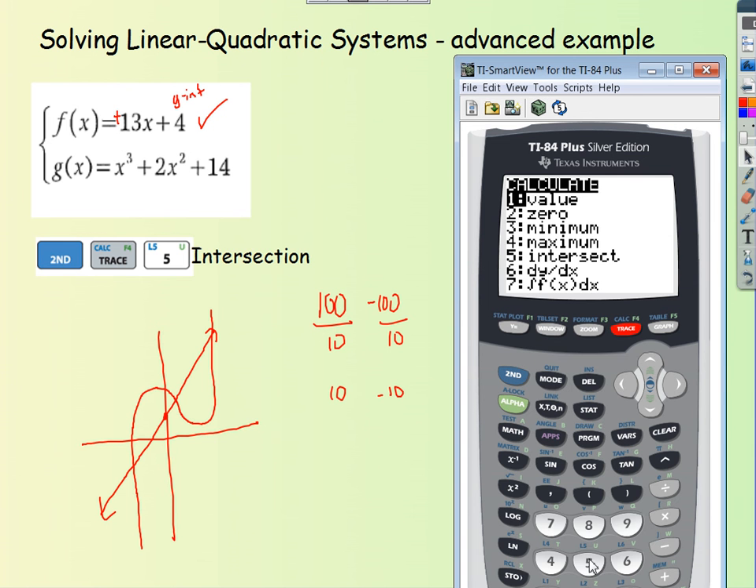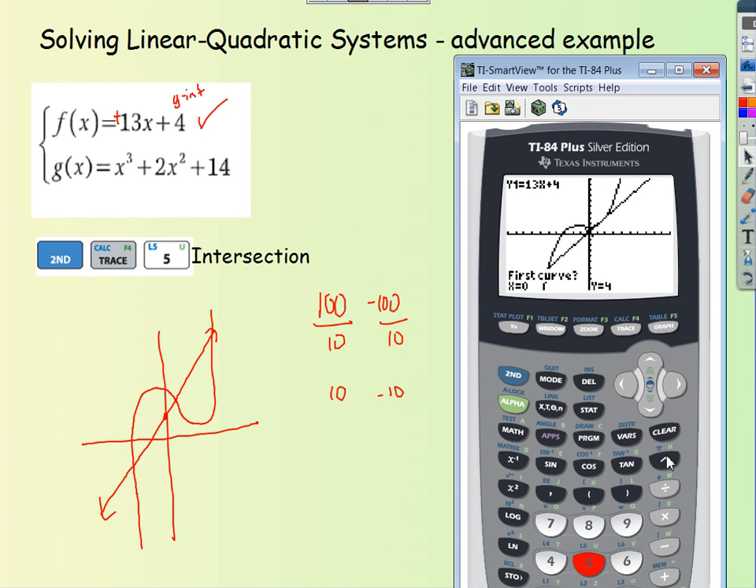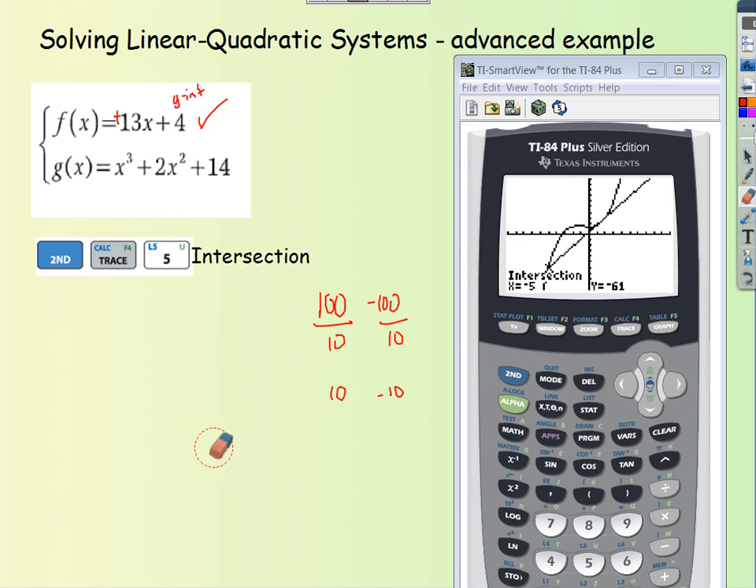trace. We'll choose number 5. Okay, we hit first curve, got it. Second curve, got it. And now move your cursor down to your guess. Okay, a little bit more. And that's pretty darn close. I'll press enter. They told me that my intersection for that guy occurs at -5, -61. That is one of my solutions. That is one of the places that will make both of these equations true.